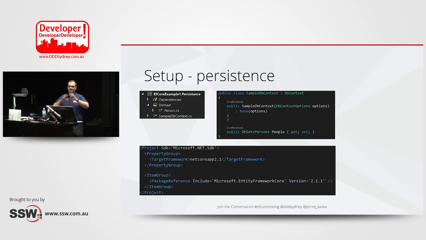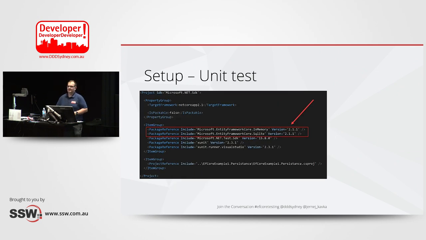And here we have the actual structure of the project. As you can see here, we have only one dependency, and that's Microsoft Entity Framework Core 2.1. So the next step is, how do we create unit tests? When you create a new unit test project, you'll have different templates, like for XUnit, NUnit, MS Test. You just create a new project, and all you need to add to be able to do EF Core testing is the Entity Framework test adapters. In this case, the in-memory and SQLite adapters.